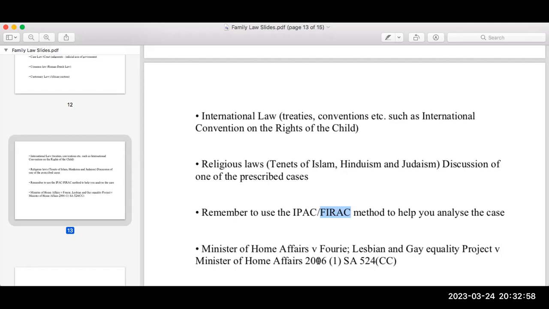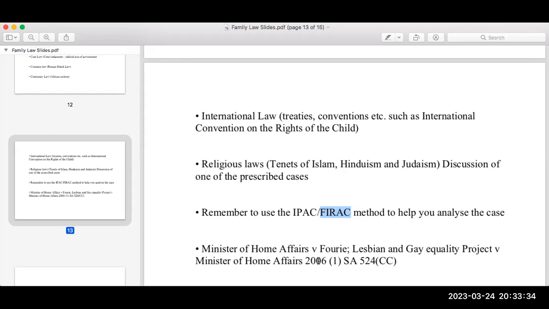So that's how the court made their reasoning. However, in this case, you will see that there is also a Lesbian and Gay Equality Project, which was amicus curiae, which we call the Friends of the Court. We're not going to dwell on that right now, but they were also a very big influence on the decision making, because they also came with their facts as to why this particular clause on the Marriage Act was discriminatory, right? And then we go to the application.